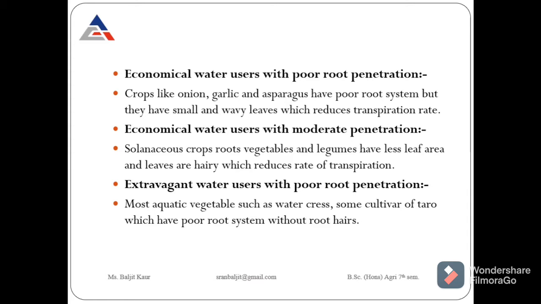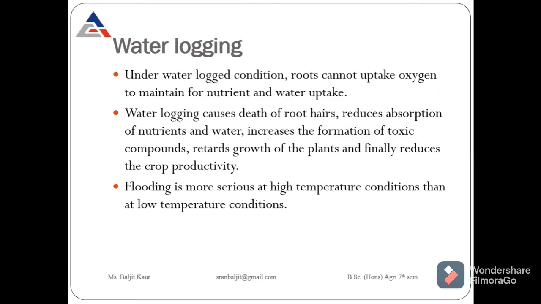Now, extravagant water users with poor root penetration. Some vegetables have poor root penetration, as well as being extravagant in water use. These vegetables are aquatic vegetables such as watercress and some cultivars of taro. These have a poor root system without any root hairs, so they cannot use water efficiently. So they are extravagant water users. This is the classification of vegetables according to their water requirement, right?